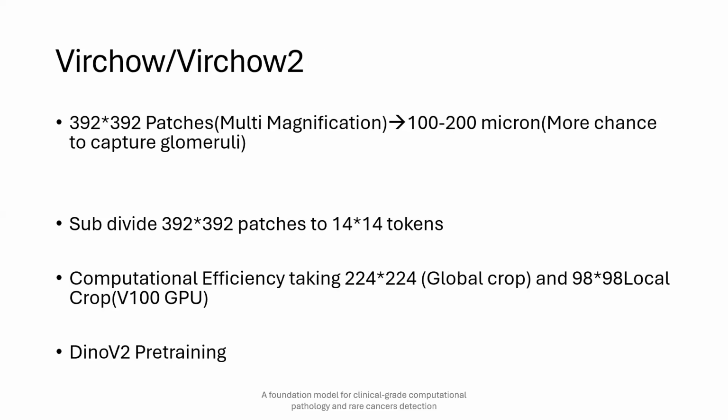And the work they did is good, because they took a big patch of 392 by 392 and made it into 14 by 14 tokens, and they took a global crop of 224 by 224. They got the fixed 224 by 224 crop. Why did they fix it at 224 by 224, and not 390 or 392? Because at that time they had only V100 GPUs. The GPU is also a dependent parameter for training. Whenever you are making a model, the model should fit in CUDA; the memory constraint should be there.